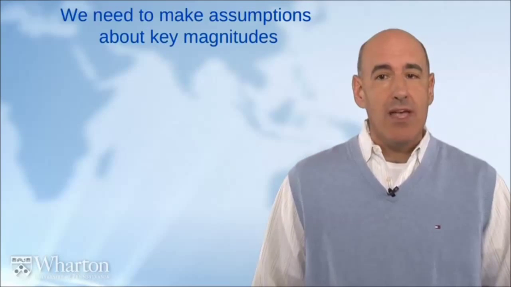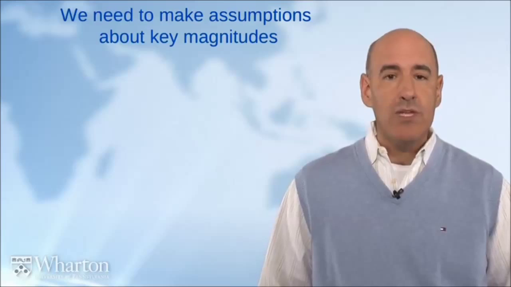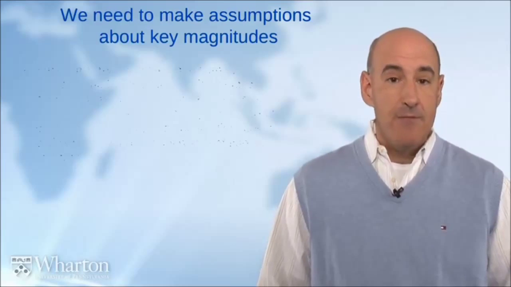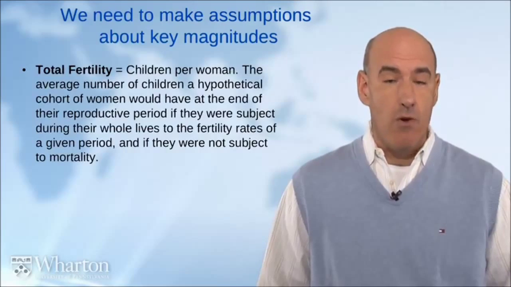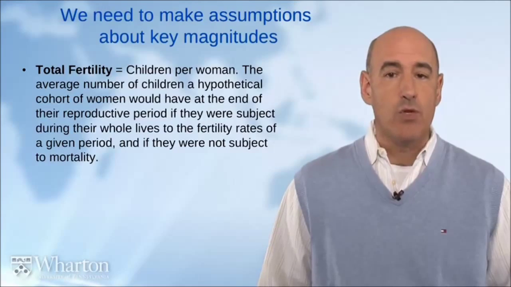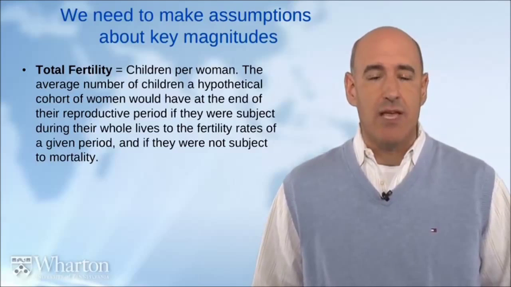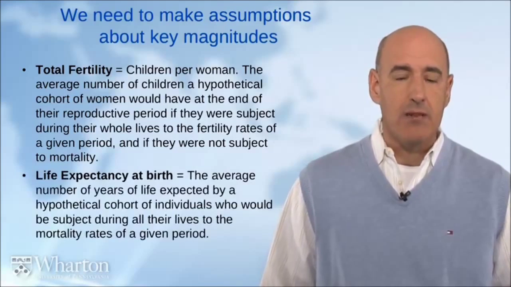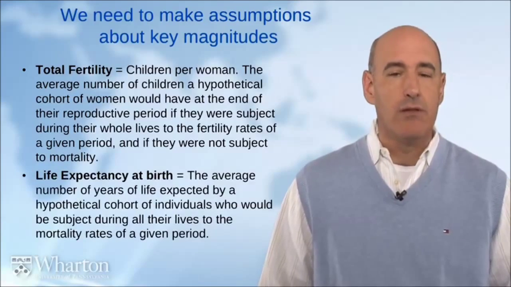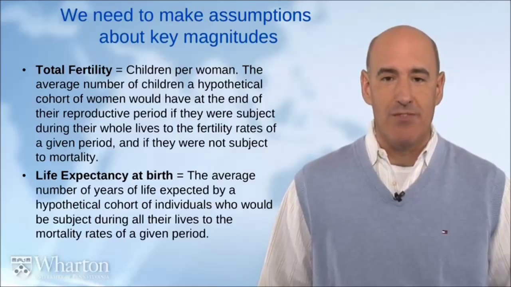Well, the answer to that question is very easy, which is that we need to make some assumptions about two key magnitudes. The first is how many people are being born, and we're going to measure that with the total fertility rate. And then we have to make some assumptions as to for how long are we expecting people to live, and that's called life expectancy at birth.